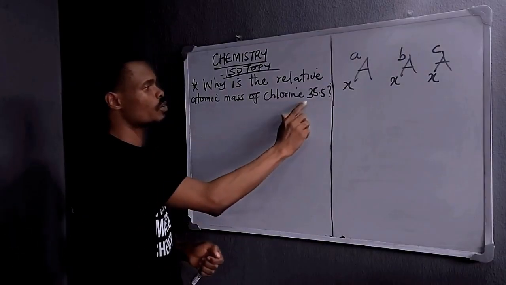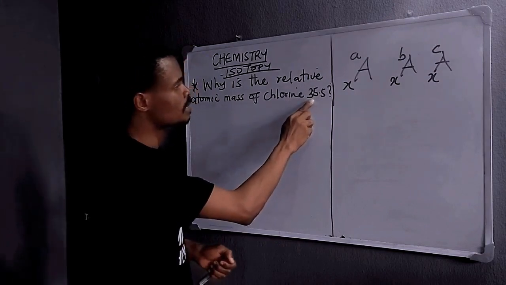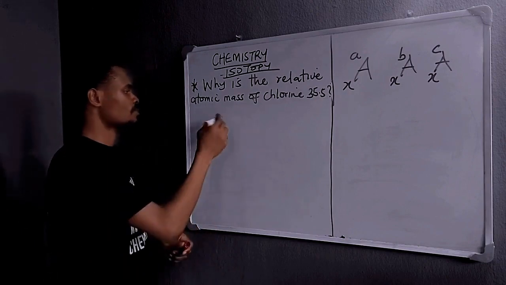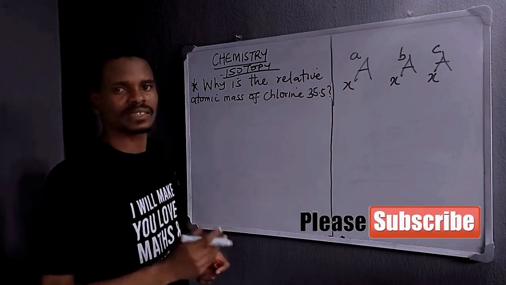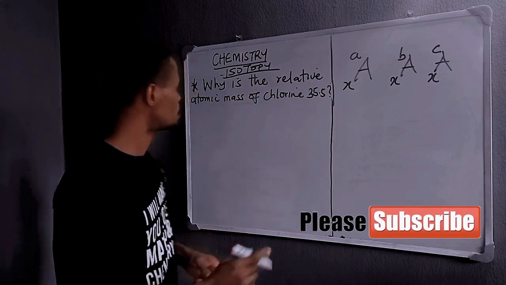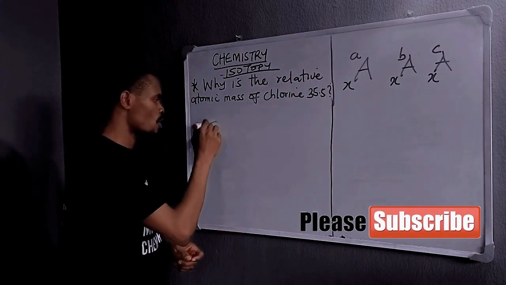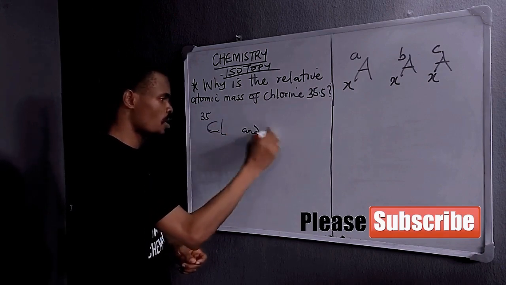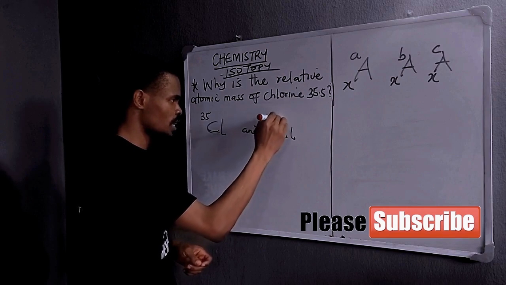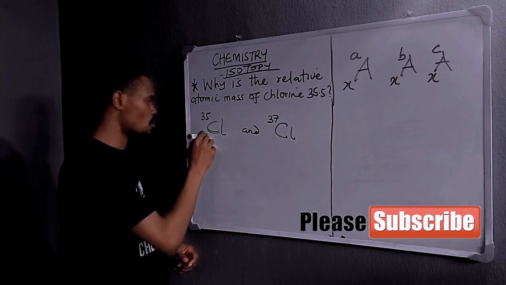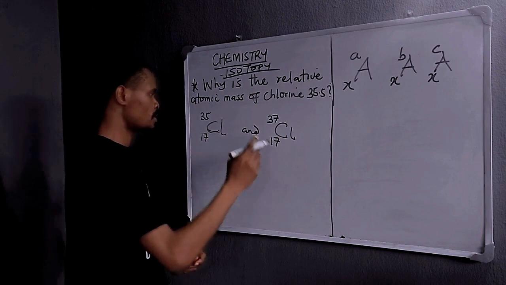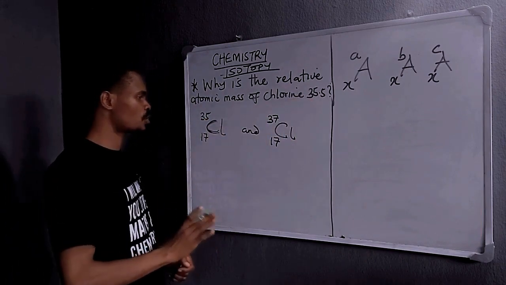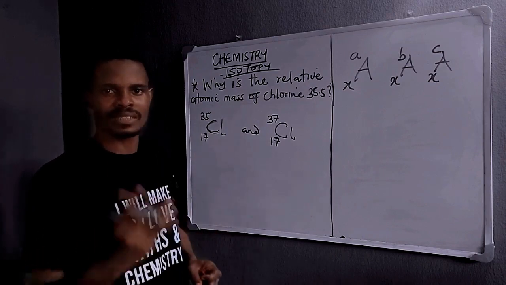Now, the reason why we consider chlorine to have 35.5 is this. Chlorine exists in two isotopic forms. The first one is chlorine 35. The second one is chlorine 37. Both have an atomic number of 17. And the reason we are having 35.5 is very simple. I'm going to be analyzing this in two ways.